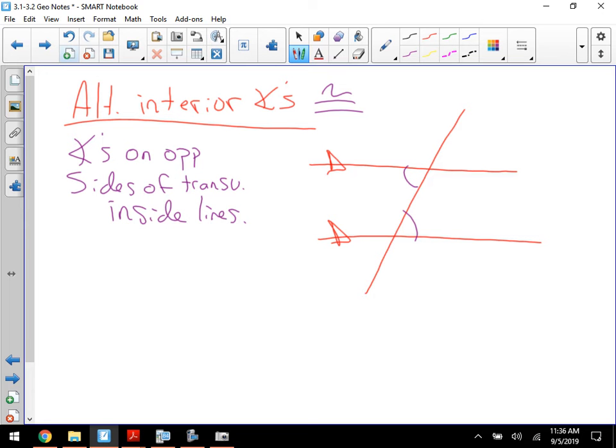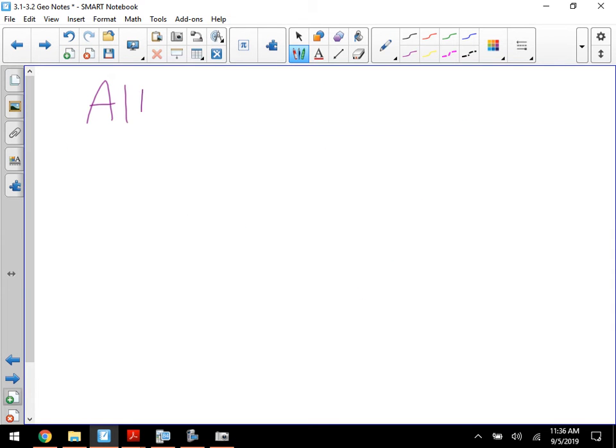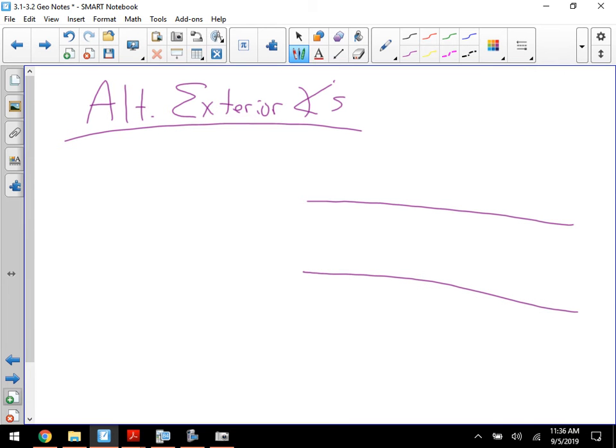If there is alternate interior, guess what else there is? You guys are smart. Ding, ding, ding. Okay. When you're dealing with alternate exterior, same deal. Opposite sides, but now they are on the outside.